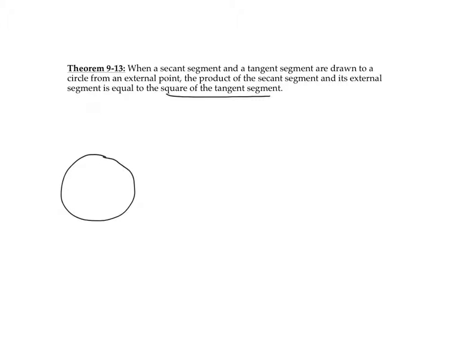and it says we have a secant segment, which will be my red line segment here, and we have a tangent segment. I'm going to do that one in blue. And a tangent segment touches the circle in exactly one point. Okay, so the red is the secant, touches the circle in 2 points. The blue is our tangent. It touches the circle in exactly 1 point.